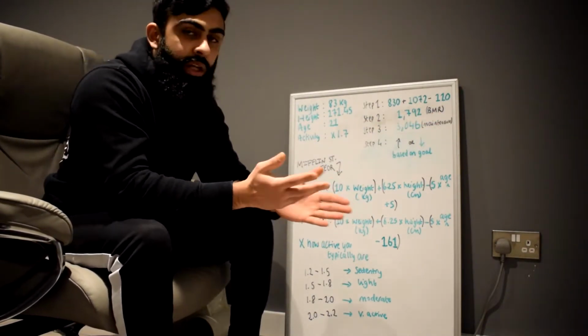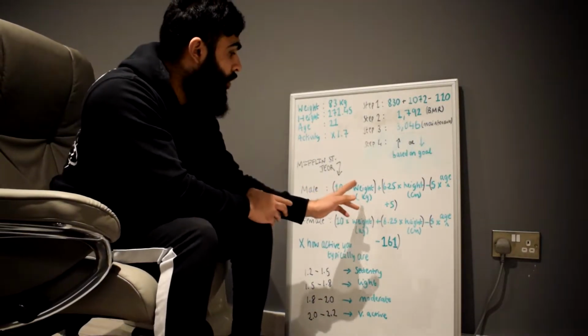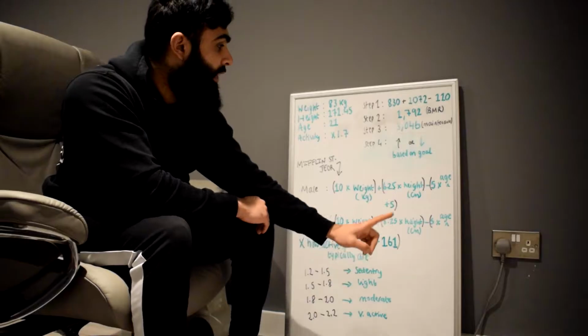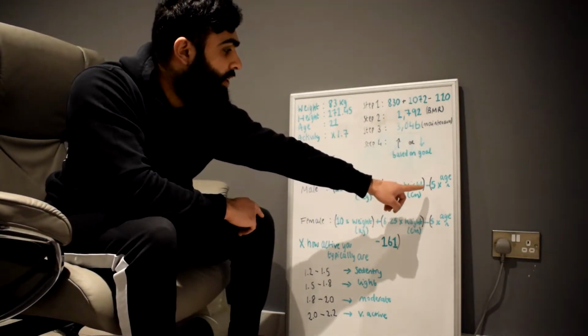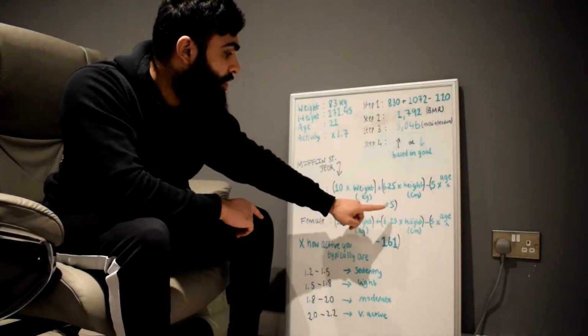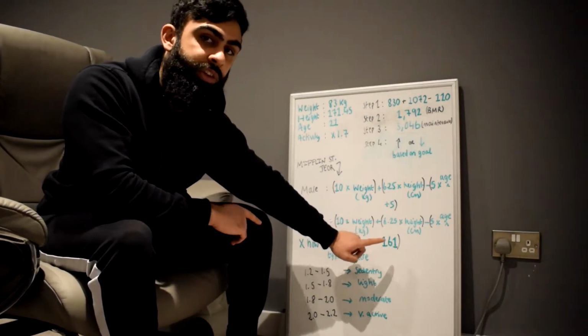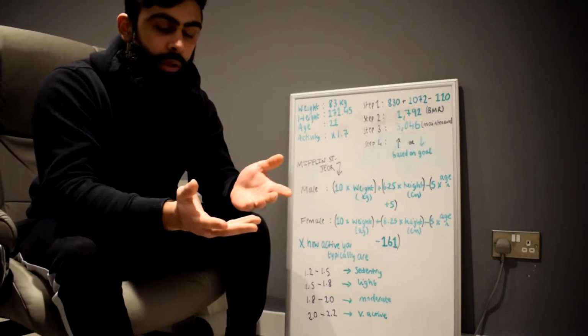Now the male version of this formula is basically you do 10 times your weight in kilograms, add 6.25 times your height in centimeters, minus 5 times your age. That is the same for both male and female. The only difference is at the end. So for a male, at the end you add on 5, and for a female at the end you take off 161. This just accounts for differences between male and female.